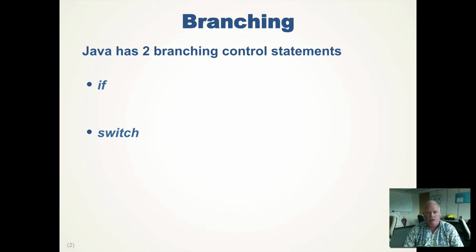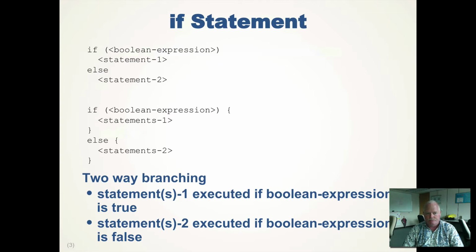So the first branching statement is the if statement. It has the keyword if, and then parentheses. Inside the parentheses is a Boolean expression. And then after that, you have statement 1, else, statement 2. The else portion of the if statement is optional. So if the Boolean expression evaluates to true, we will do statement 1. Else, if the Boolean expression evaluates to false, we do statement 2.